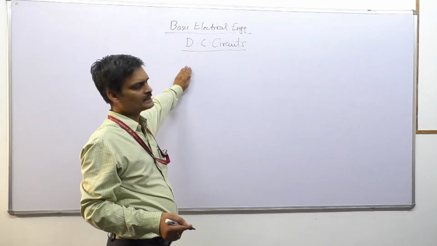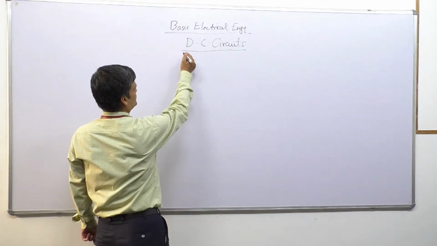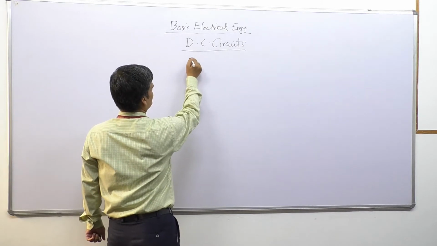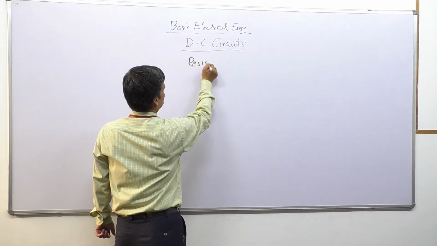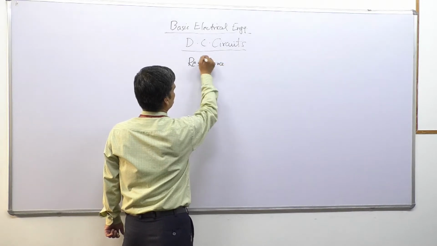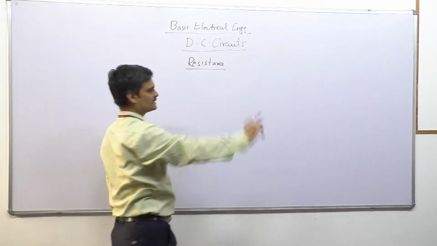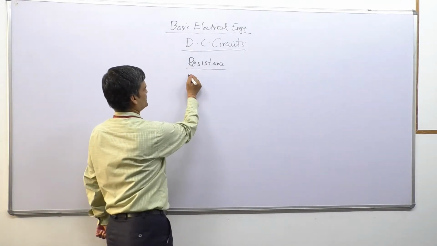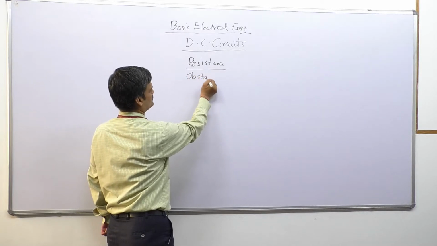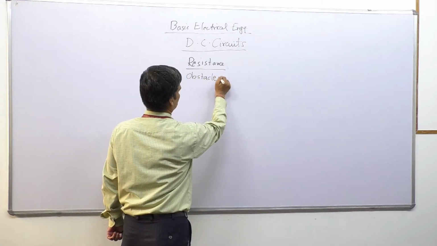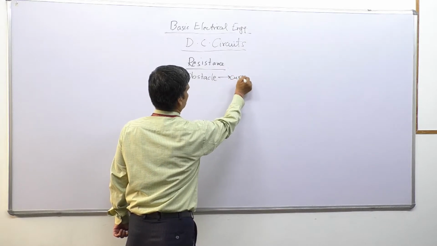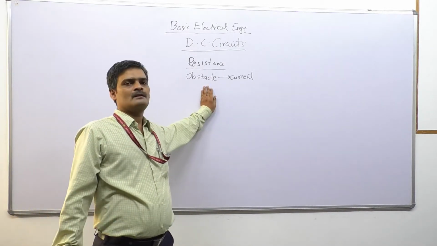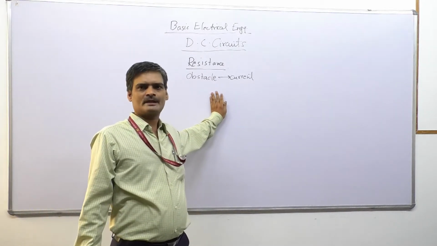So starting with the basics, we would be doing a review of what we have learned previously, such as the basic component, which is resistance. So what does a resistance mean? Resistance means an obstacle towards the flow of current. The property of the material by virtue of which a material opposes the flow of current through it is known as the resistance.